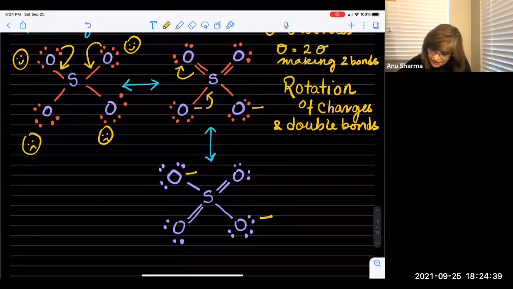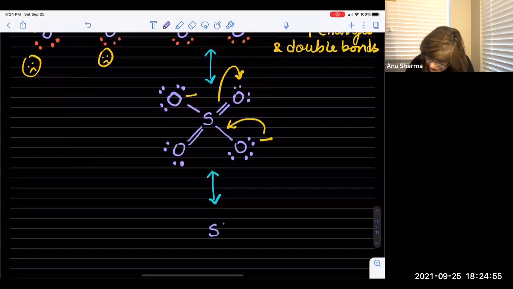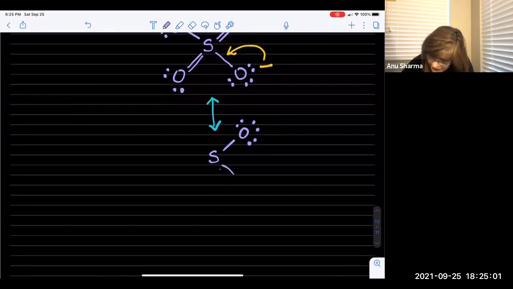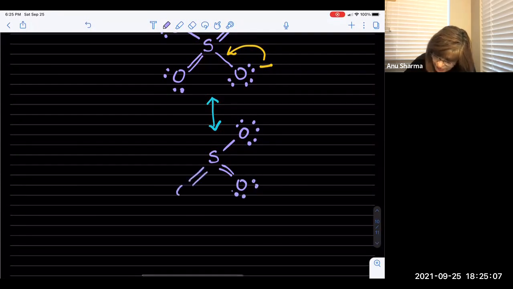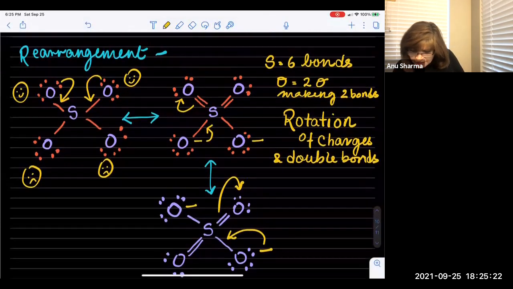Now what's going to happen? This one can come and this one moves. So now what do we have? We have a structure which looks like this. Sulfur in the middle, and this one has a single bond and this one will bear a charge. This one gave its lone pairs, so this one is keeping a double bond, and this one is also double bonded, but this one is single bonded now. 1, 2, 3, 4, 5, 6. So now we have the charge negative and negative here. We see that the charge is rotating and the double bonds are rotating.